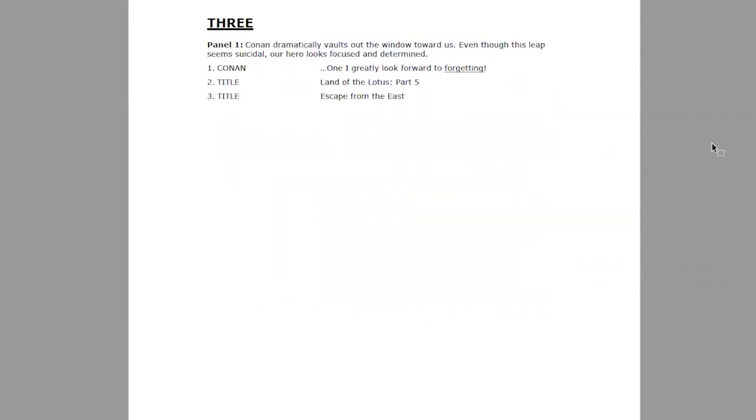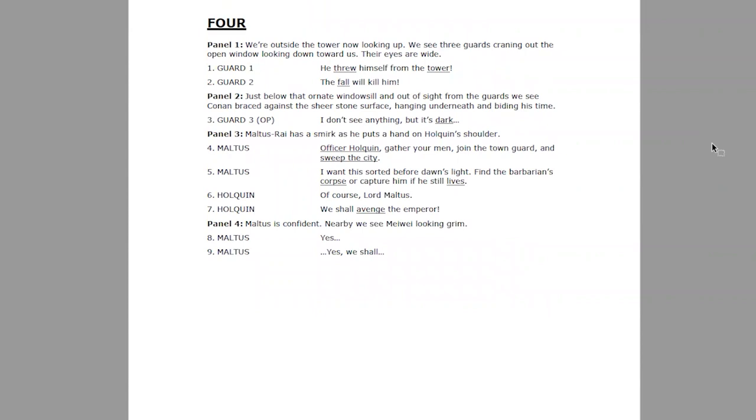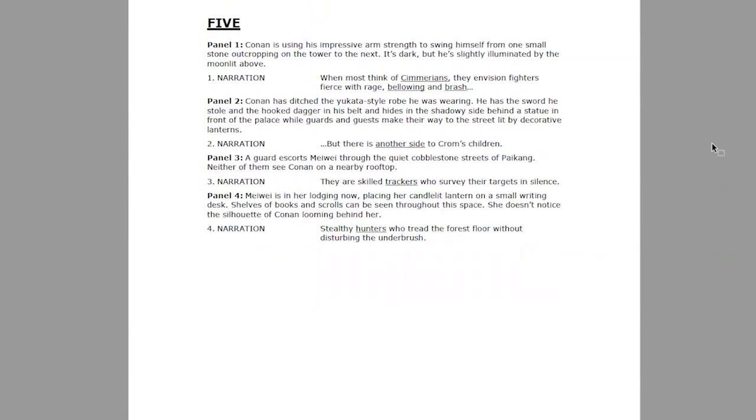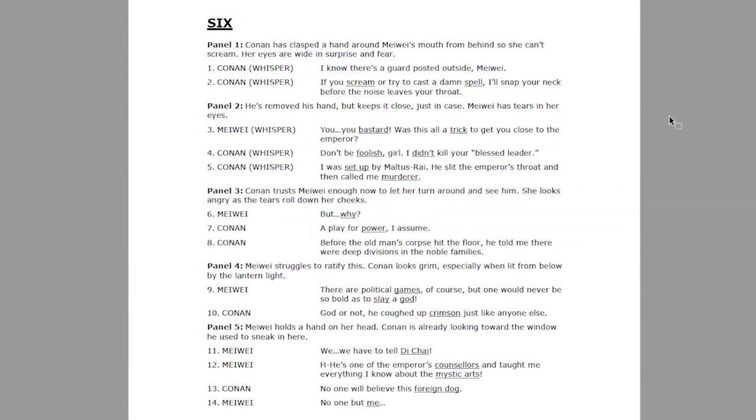If I do need more than that, as we go a little bit deeper, most of these are very short, simple descriptions. But as we get further into it, I've got 14 text callouts here on page 6, and there's a more intense back and forth. Even still, I would rather break up a line into two separate balloons. So something like this in panel 2, "Don't be foolish, girl. I didn't kill your blessed leader." That's sort of a point being made by Conan there.